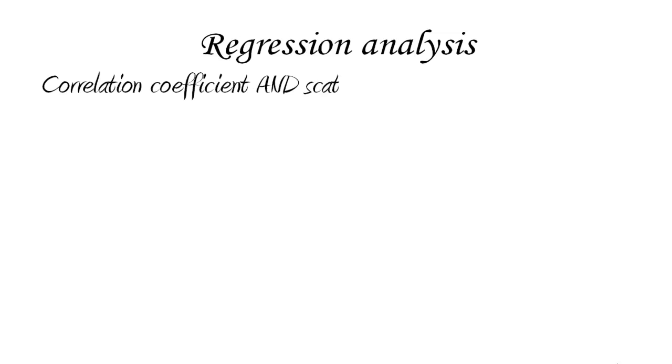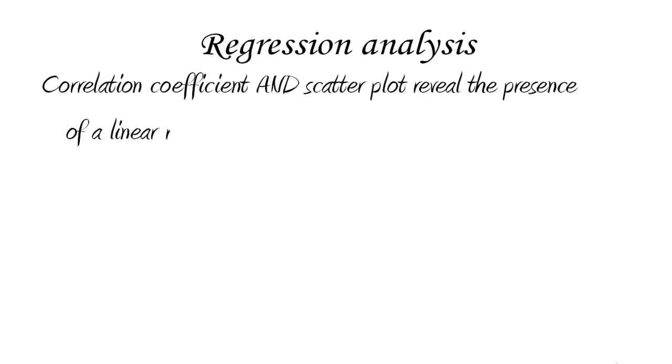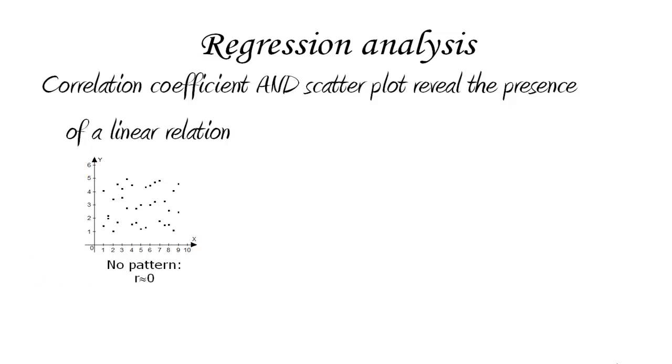Now, first of all, a little bit of a reminder. We have seen in the last class that the correlation coefficient and scatter plot together may reveal the presence of a linear relation between two variables. So we may have a scatter plot that looks like this. Usually that corresponds to a correlation coefficient close to 0. We don't see any pattern, so we can conclude that the two variables we're looking at are not related to each other.